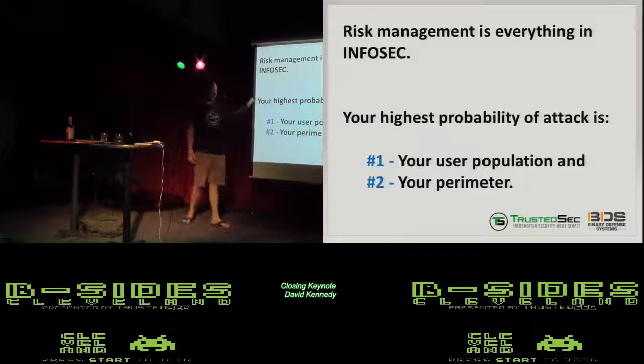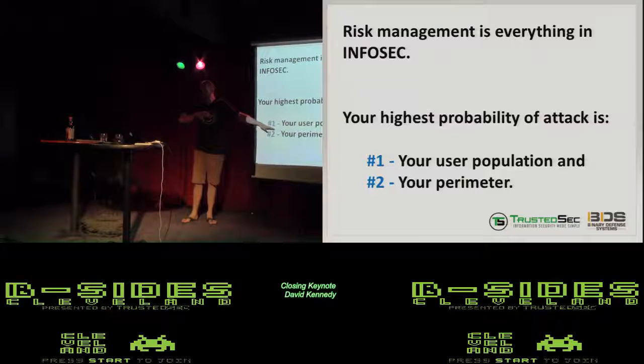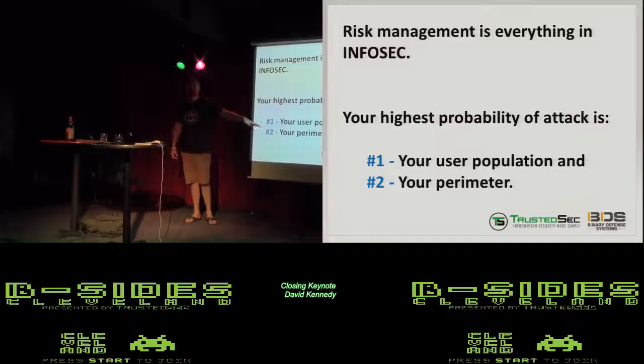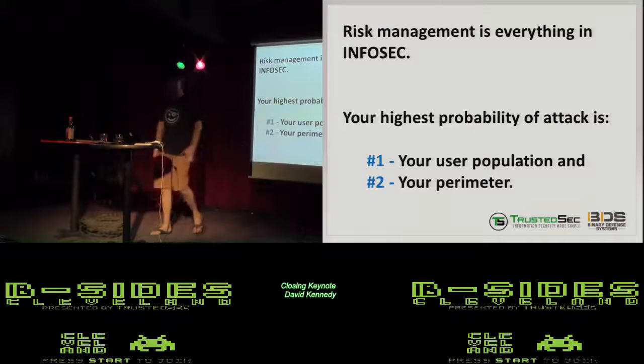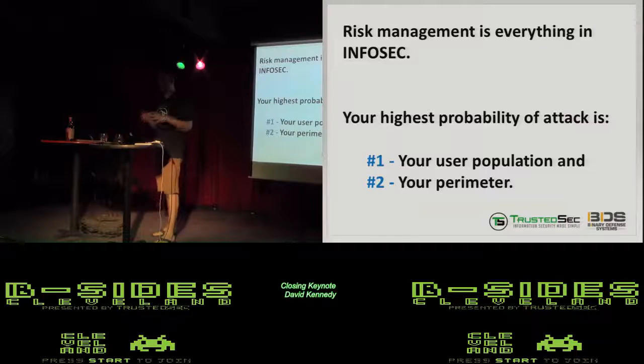If you look at your two highest probabilities out there, your user population and your perimeter, right? Do we all agree with that? Anybody disagree with that? Users, number one. Does anybody disagree with users being number one? We're all laughing, right? Because we all know it's terrible. And your perimeter being number two. So we know that that's the problem. That's what we need to focus our security program and our defensive capabilities on.